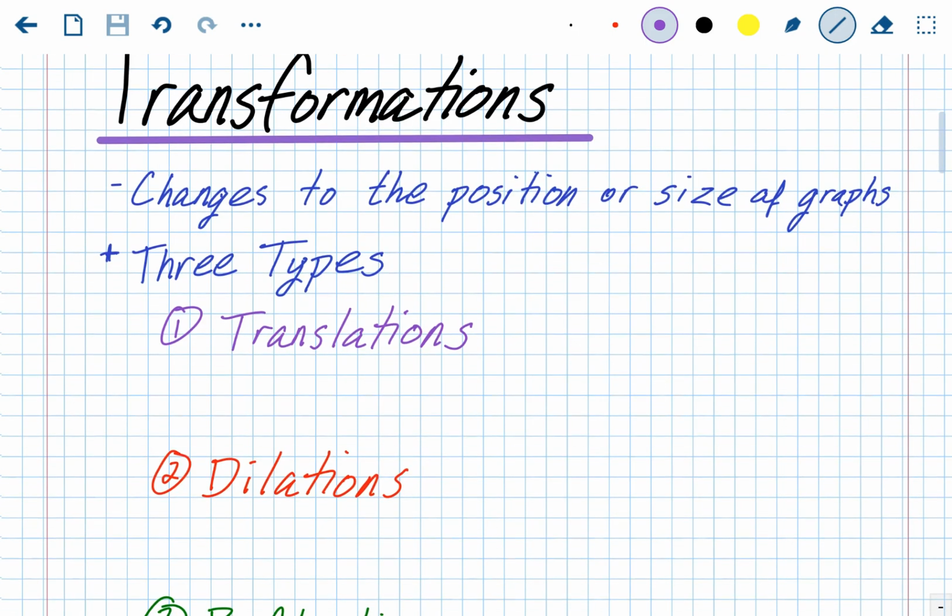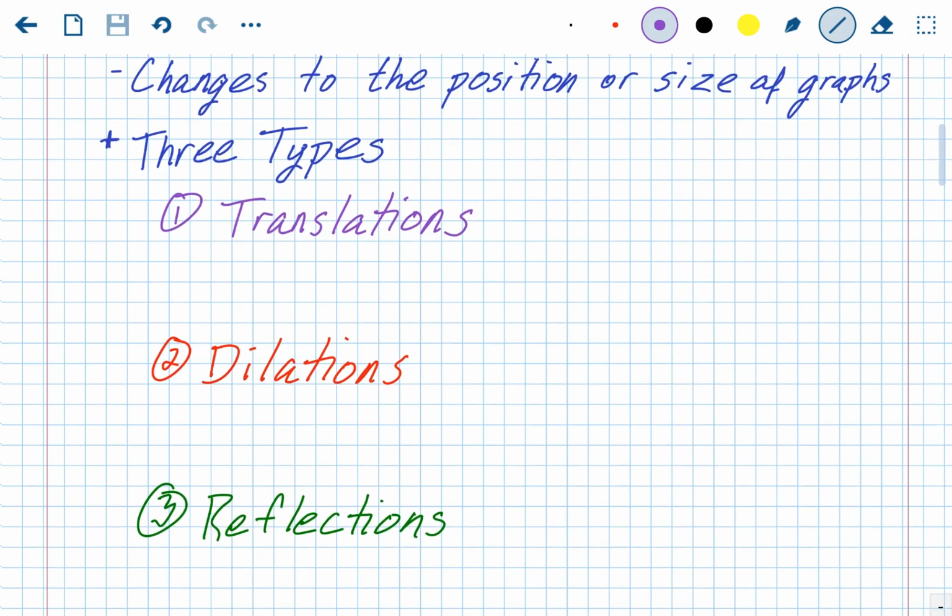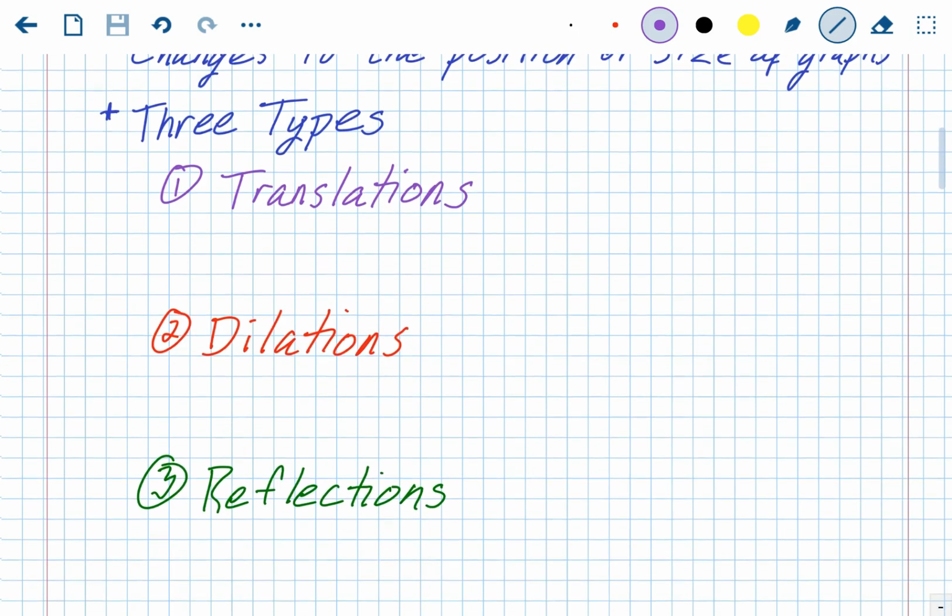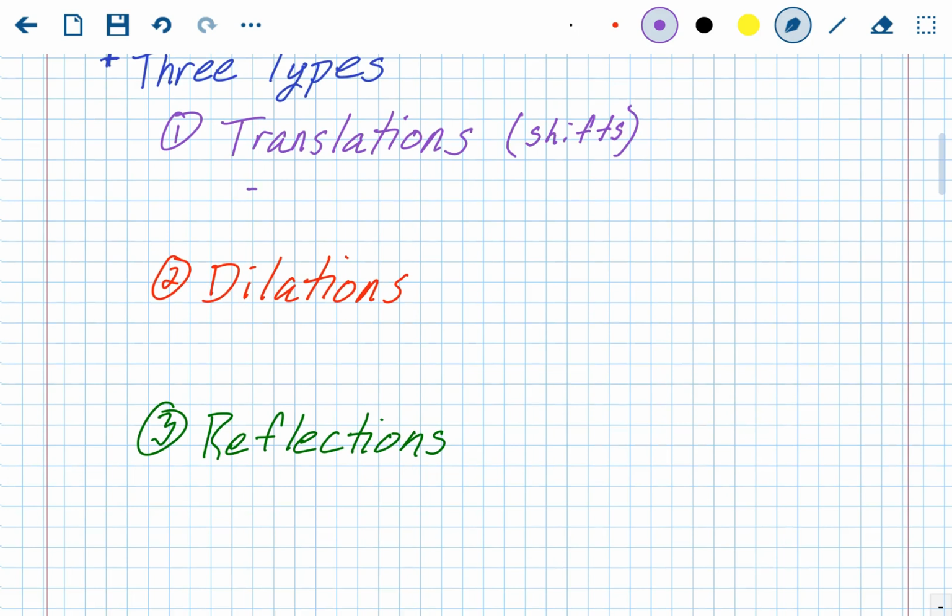There are three types of transformations: translations, dilations, and reflections. Translations are also called shifts. What translations do is they move the graphs up, down, left, or right. Or shift the graphs up, down, left, right.